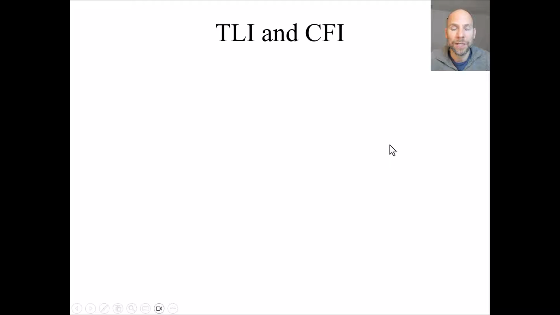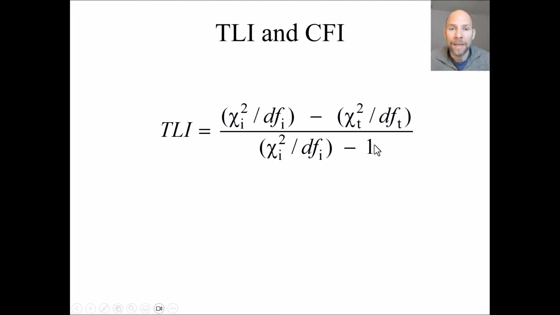So the TLI has this formula, or this formula can be used to calculate the TLI based on the chi-square value for the independence model and the degrees of freedom for the independence model, as well as the chi-square value for our target model and the degrees of freedom for the target model. Remember that the chi-square is an overall test of significance that tests the hypothesis that our model fits exactly in the population. So for example, the target model fits exactly in the population.